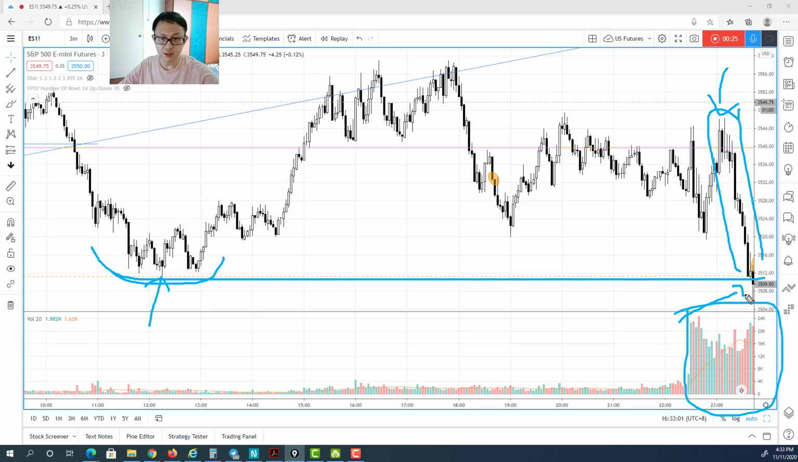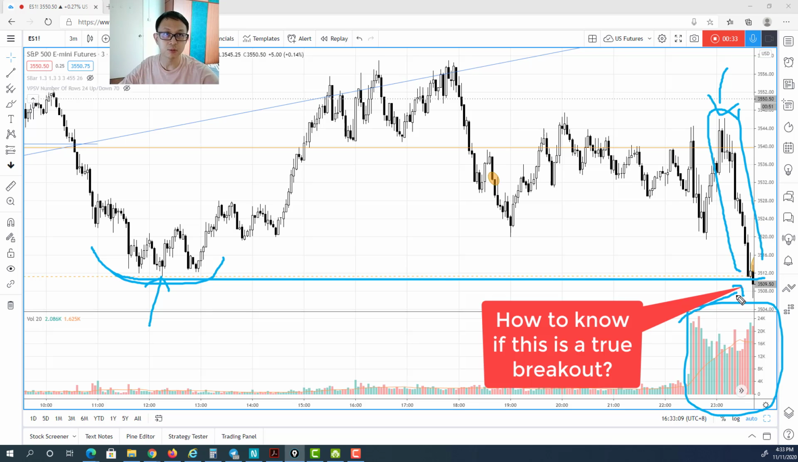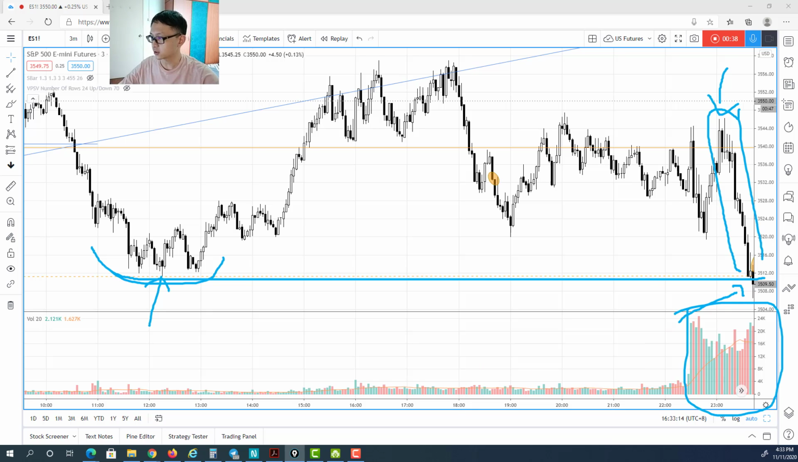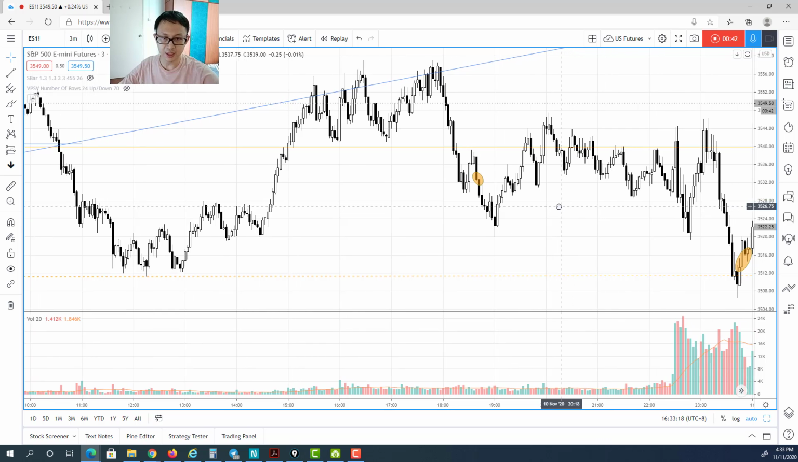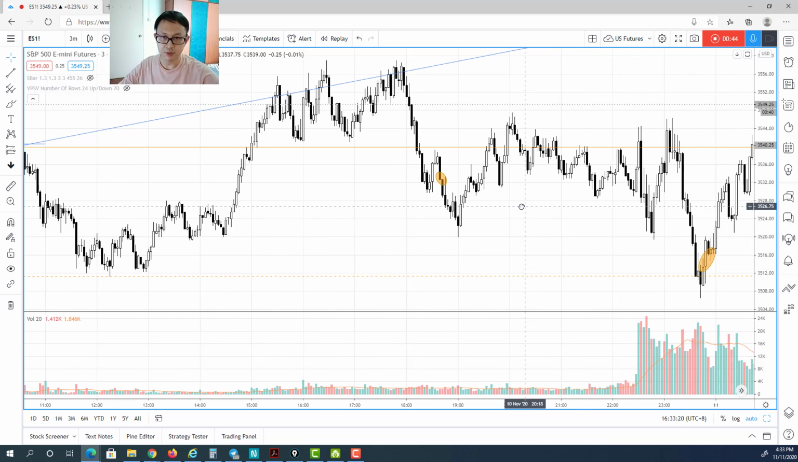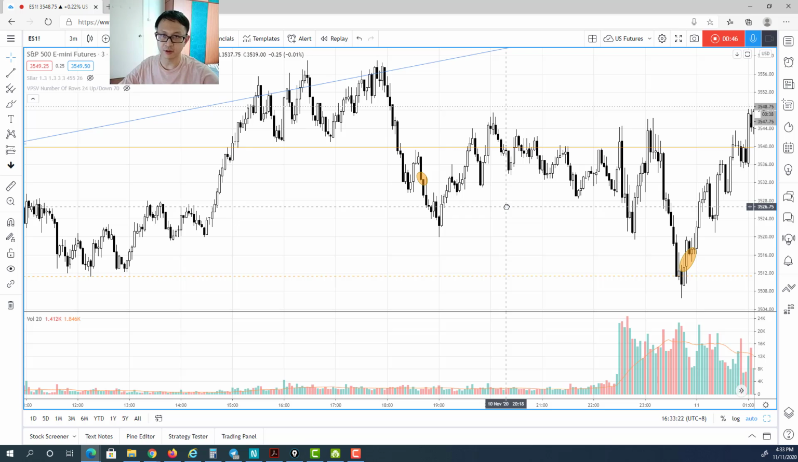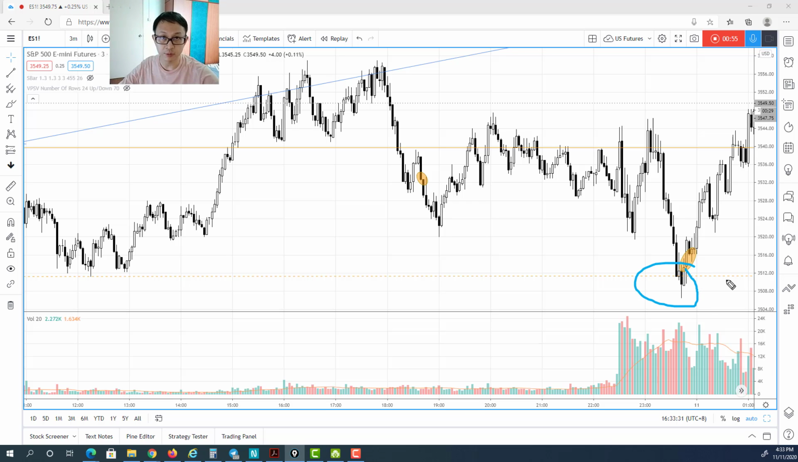So should you just enter the breakout and bet on a continuation to the downside, or should you bet against it and trade the false breakout, or the spring type of action? Let's have a quick look here. If you just take the breakout, likely you'll get stopped out because this is actually a false breakout. So in the trade review section, I'll be showing you how to avoid this type of false breakout and even profit from it.